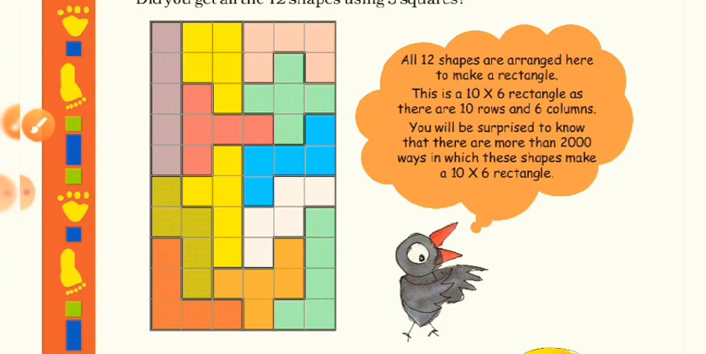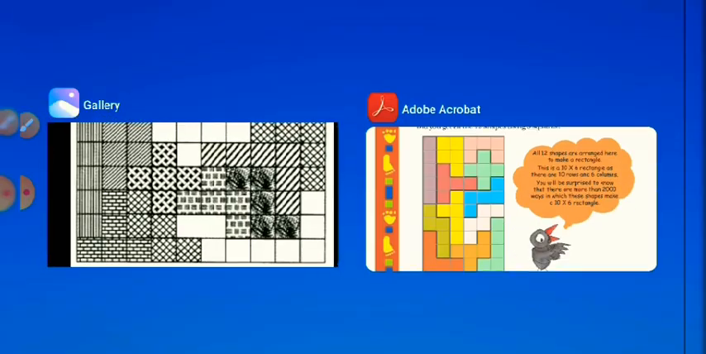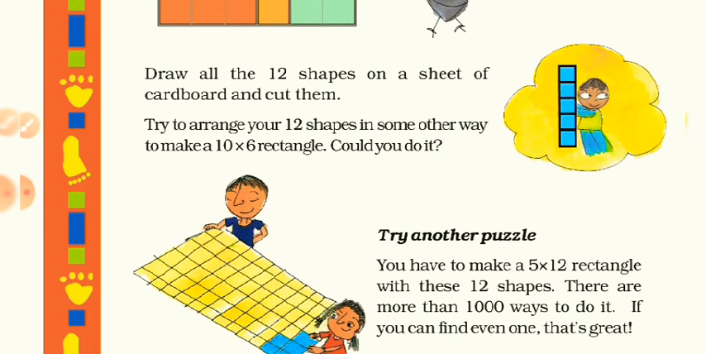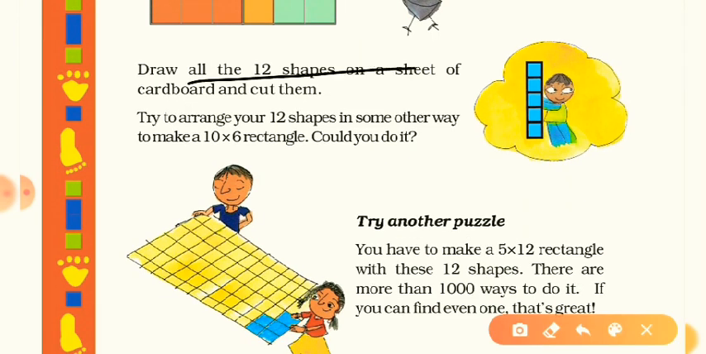Okay, so this type of 10 by 6 rectangle I have, and I want to show you. Here you can see that by using a 10 by 6 rectangle some shapes are made. Okay, it means some pentominoes are used to fill this 10 by 6 rectangle. You can do it. Now in the next page, draw all 12 shapes on a sheet of cardboard and cut them. You can cut them like I showed you.